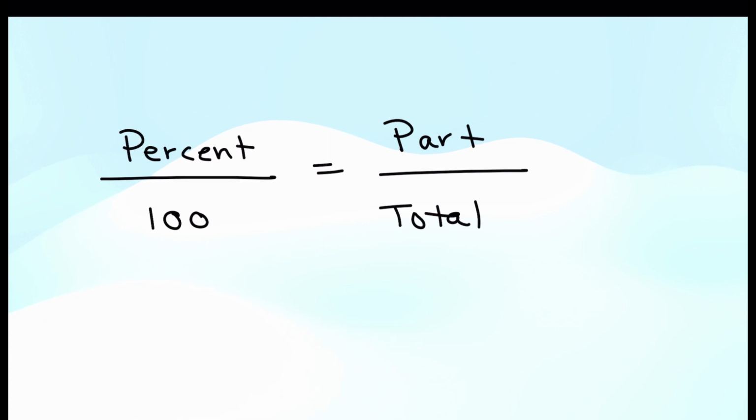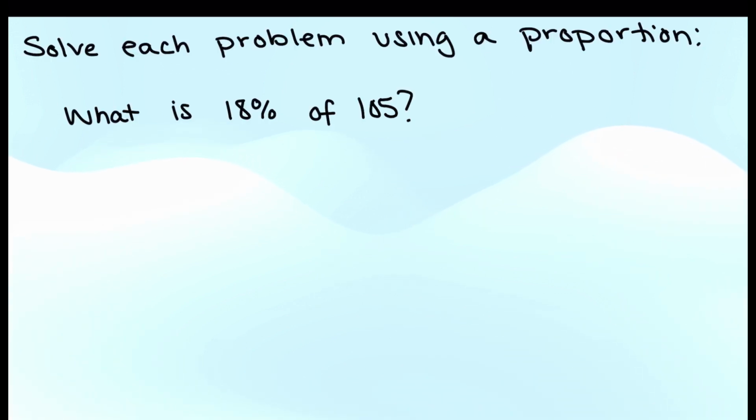And if you're not sure which number is the total, a nice way to determine that is typically in these problems, the total can always be found after the word of. So that's something to look for if you're having a hard time figuring out which number is the total. So here's an example. Solve each problem using a proportion. What is 18% of 105?